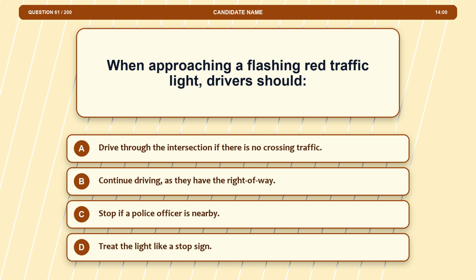Question 61. When approaching a flashing red traffic light, drivers should: Option A. Drive through the intersection if there is no crossing traffic. Option B. Continue driving as they have the right of way. Option C. Stop if a police officer is nearby. Option D. Treat the light like a stop sign.